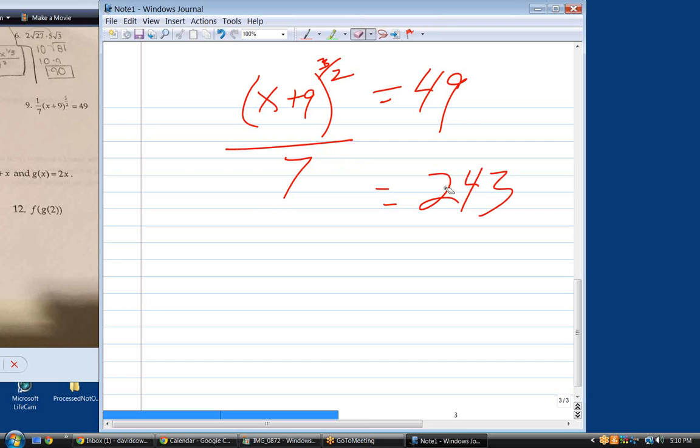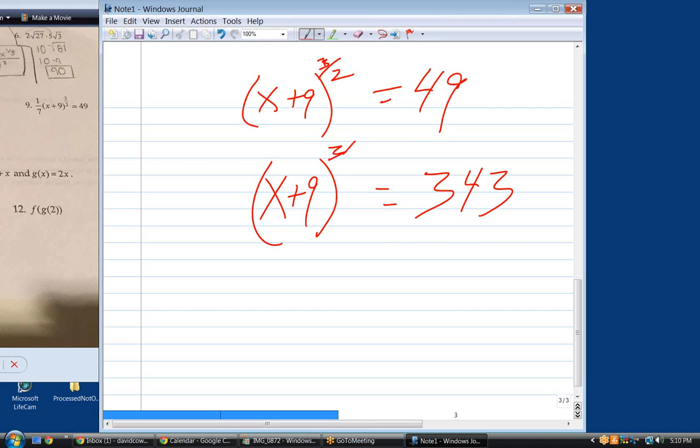Huh? 343? Yeah, you're right. Sorry. And that gets rid of that. And what I'm left with is x plus 9 to the 3/2. Now, I have to get rid of the 3/2. How do I do that? How do I get rid of the 3/2 exponent?